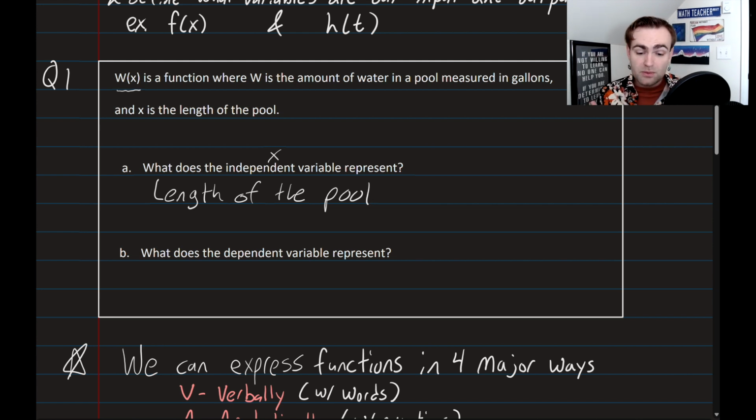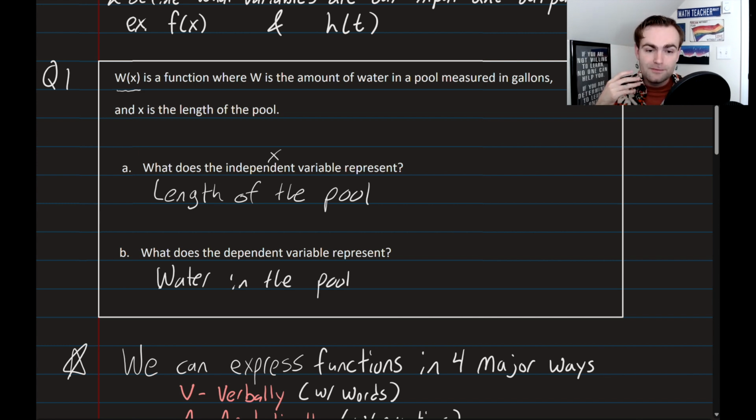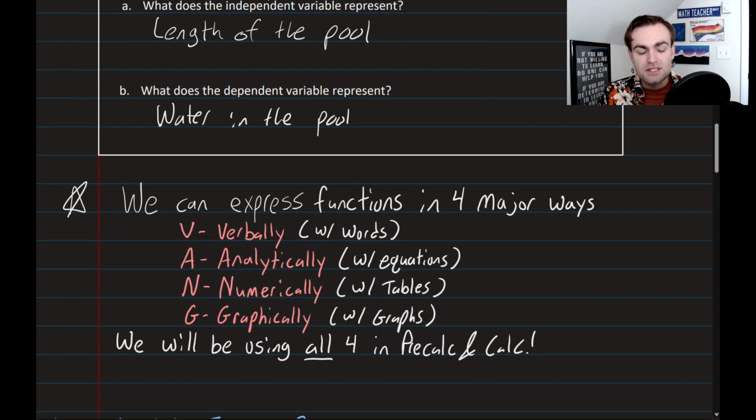What does our dependent variable represent? Well, our dependent is the one outside of the parentheses. In this case, it's the w, and it says w is the amount of water in the pool. Perfect. So function notation is what we generally use, but when we see functions, they can be expressed to us, they can be shown to us in 4 major ways.